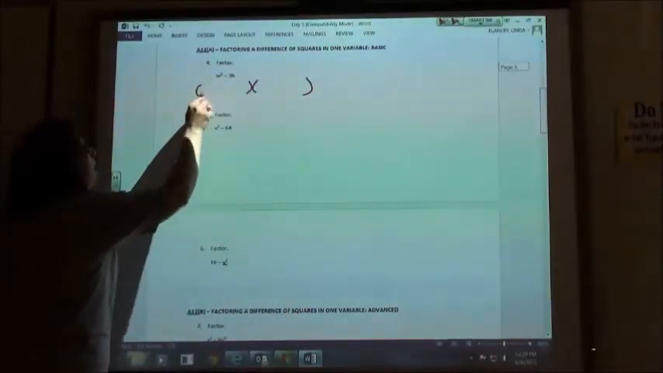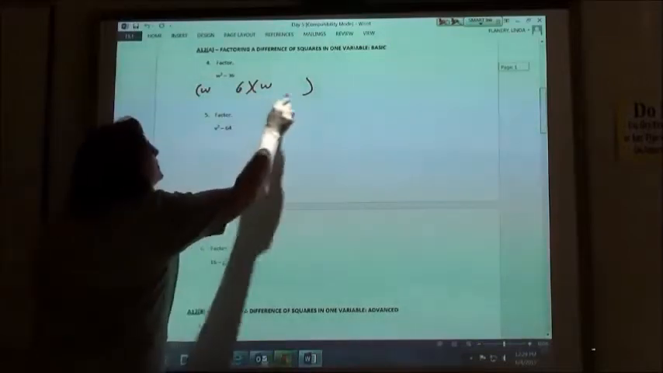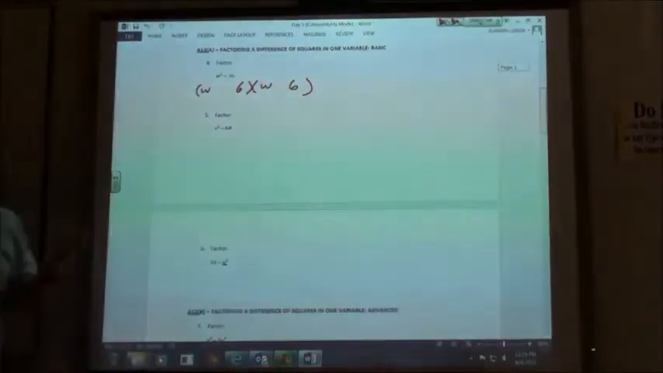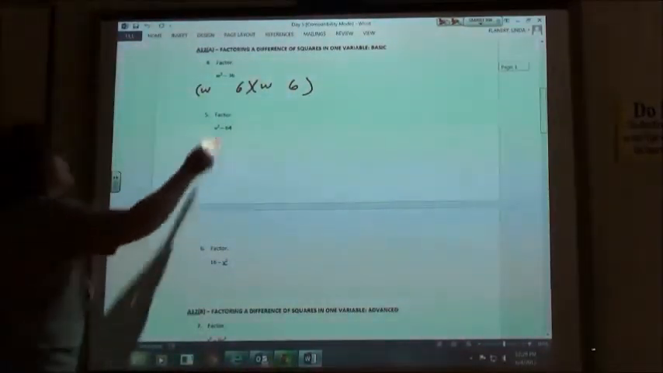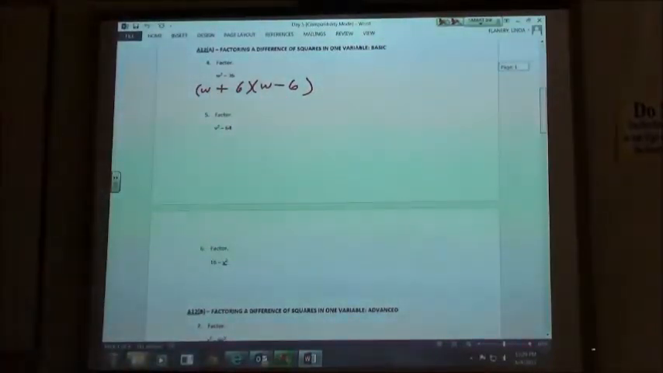Factors of w squared, w and w. Factors of the 36 are going to be 6 and 6 because I know that they have to be the same terms. And since they're conjugates, one had a plus and one had a minus because we wanted that middle term to cancel out when we factored it, or foiled it.